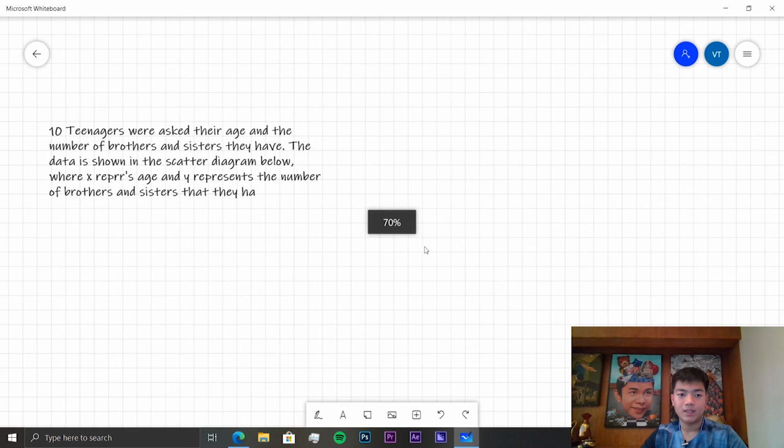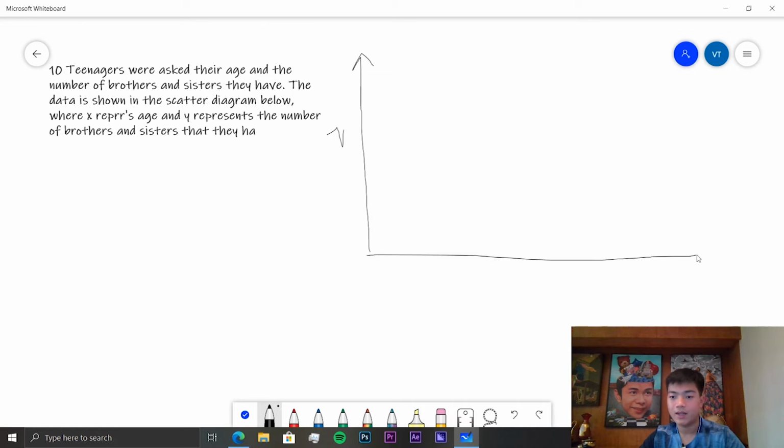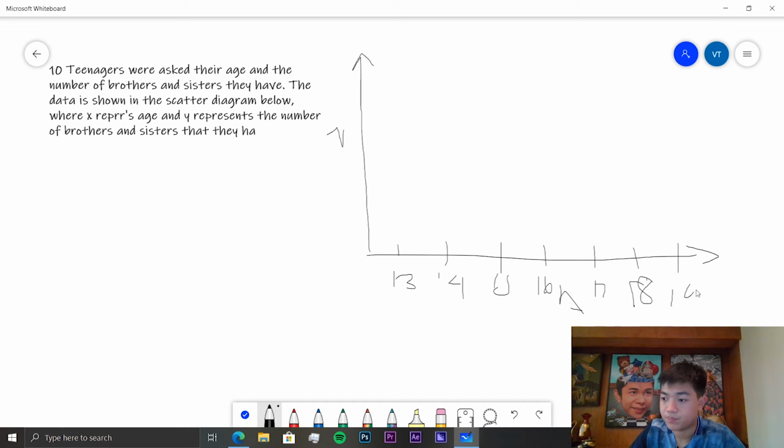So let me just draw out the scatter diagram here. On the y-axis, we have the number of brothers and sisters they have, and on the x-axis, we have their age. Our age ranges from 13, 14, 15, 16, 17, 18, and 19, and this ranges from 1, 2, 3, or 4 siblings.